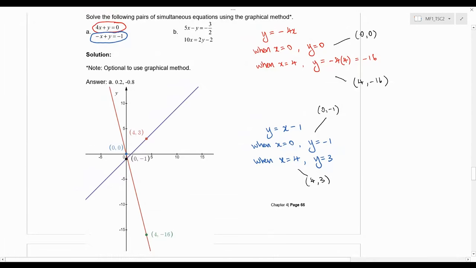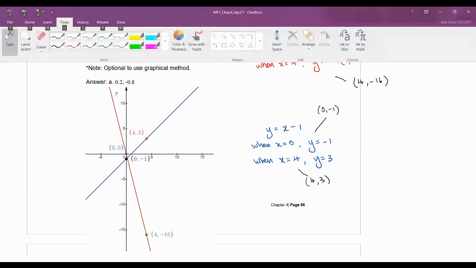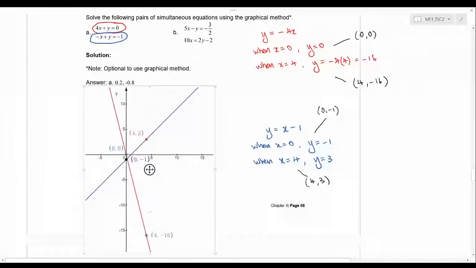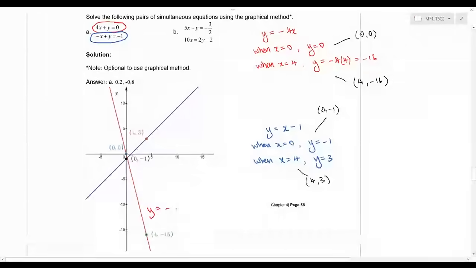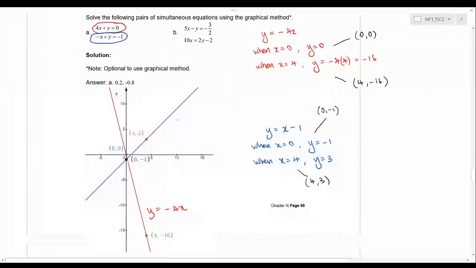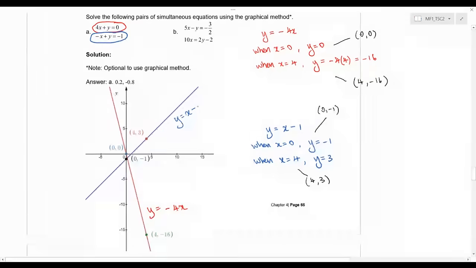Right, so here's the plot, right? And you can see the red and blue, I've kind of colored it for you also. So you can see the red line is y equals negative 4x, y equals negative 4x. And the blue line is y equals x minus 1.